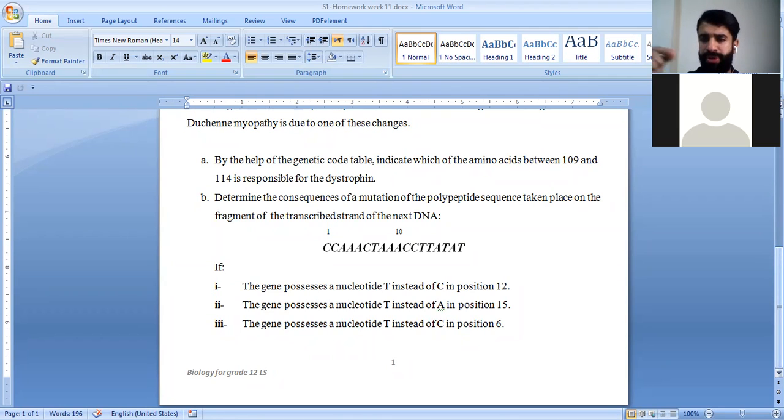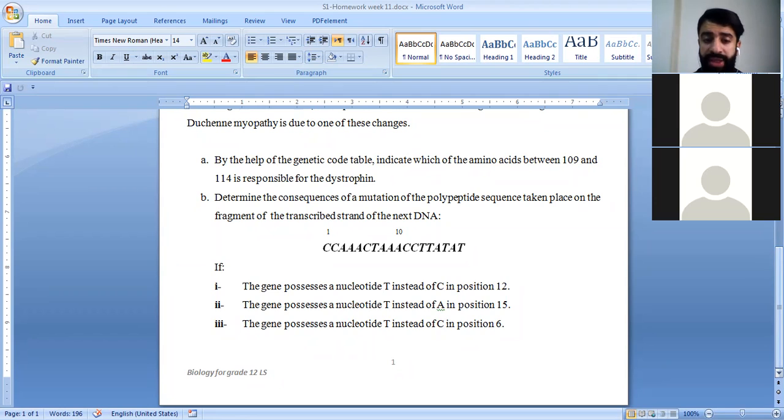What do they mean by position 12? Codon number 12 or nucleotide number 12 here? What do you think, Muhammad? The gene possesses a nucleotide T instead of C in position 12. What do you think? They mean here position 12, codon number 12 or nucleotide? They mean the codon. They mean the codon number 12.